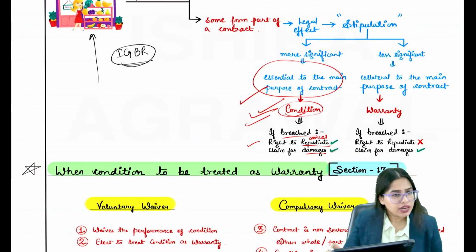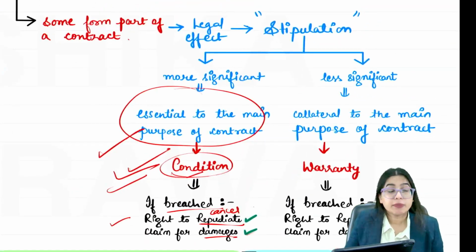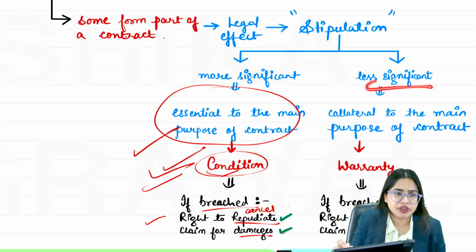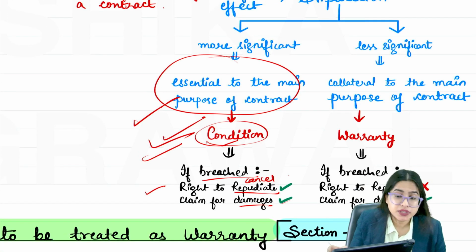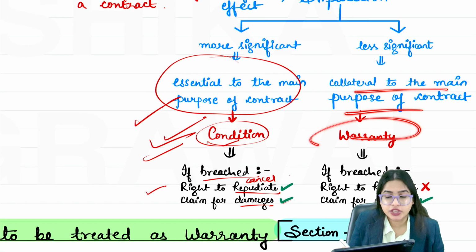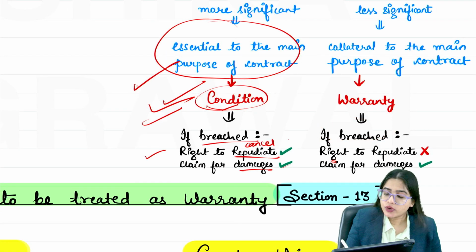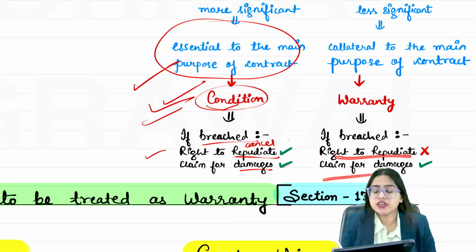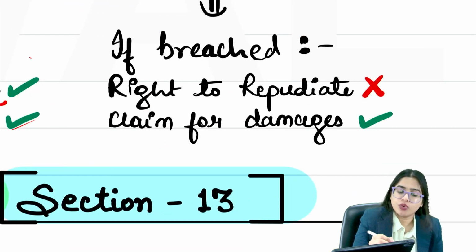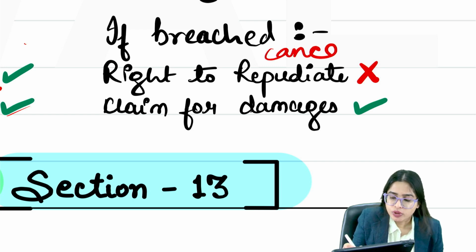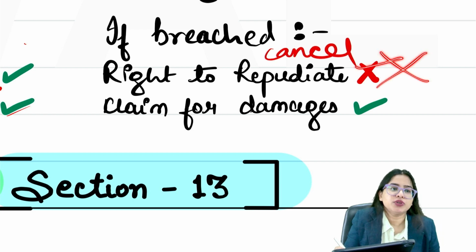Now, let's understand warranty. Sometimes the seller makes some stipulations and statements which are less significant, which are not the main purpose, which are collateral to the main purpose, and they are known as warranty. And in case of breach of warranty, you don't get the right to repudiate or cancel the contract. You can only claim damages.